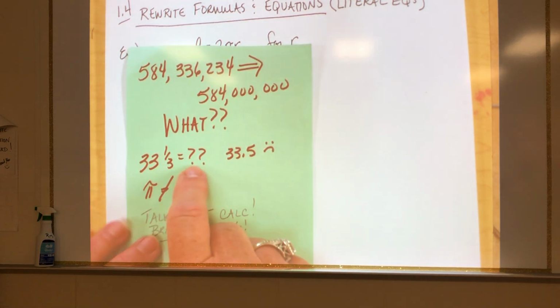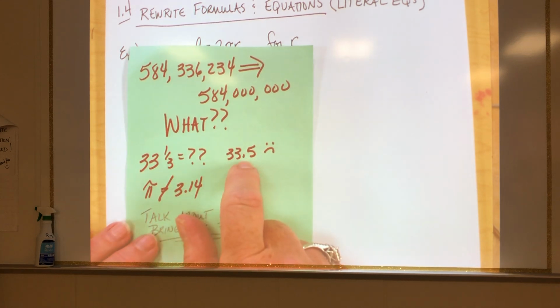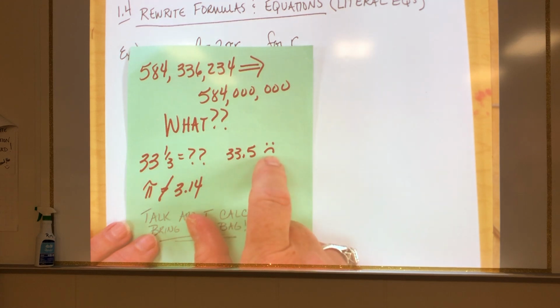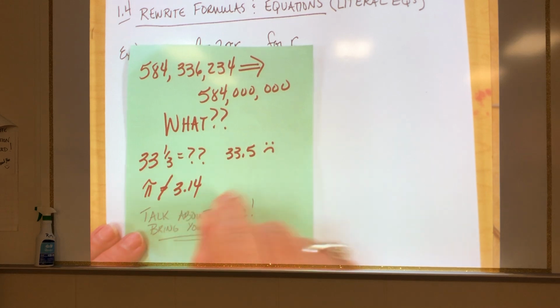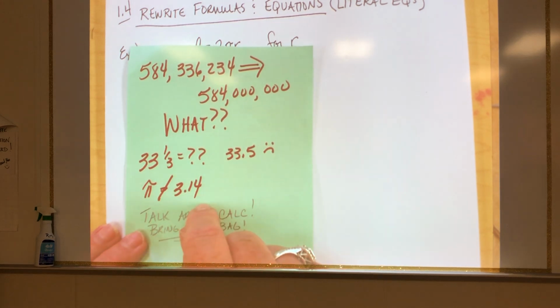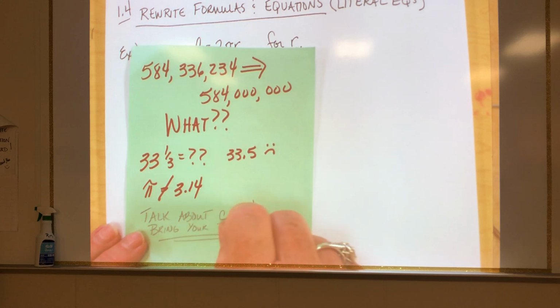Here's another problem we have. 33 and a third. Did you know that some people said, oh, that's 33.5? What? No, it's not. What is it? 33.3. That's exactly right. And y'all listen to me. If you put 33.3 and that was all you wrote, then you lost 2 points on the problem because you didn't get the right answer at the bottom. You should have gotten 200 and you got 199.98 or something like that.